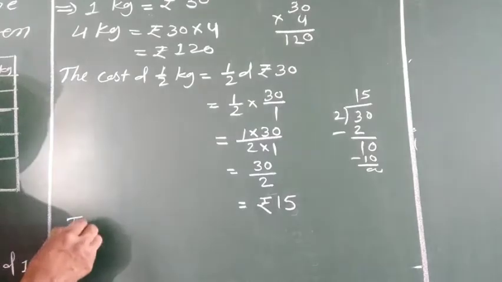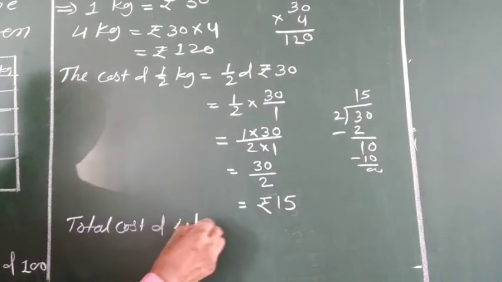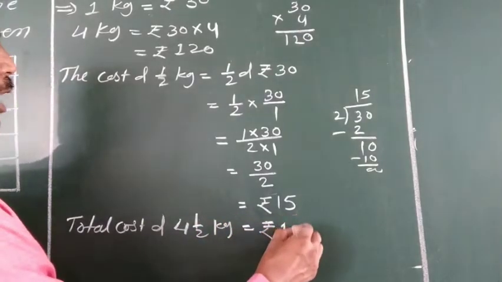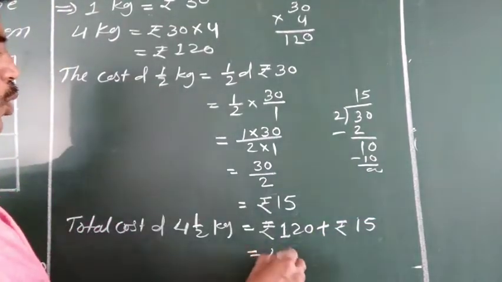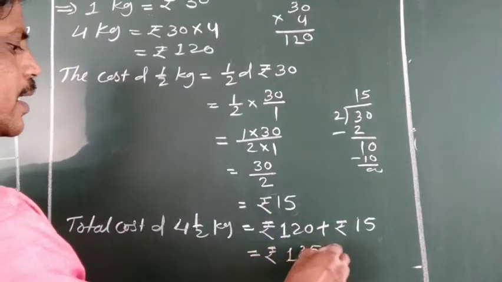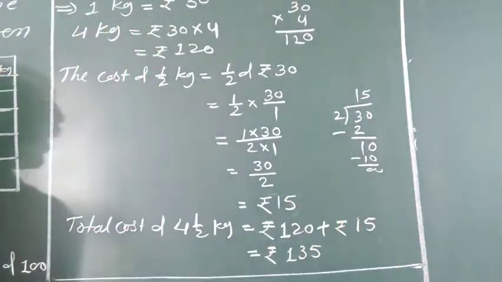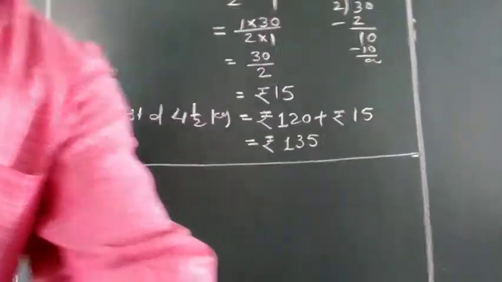The total cost of 4.5 kg is equal to rupees 120 plus rupees 15, which is equal to rupees 135.